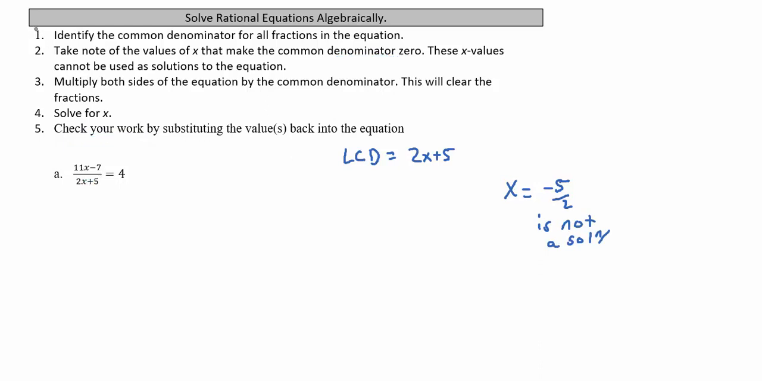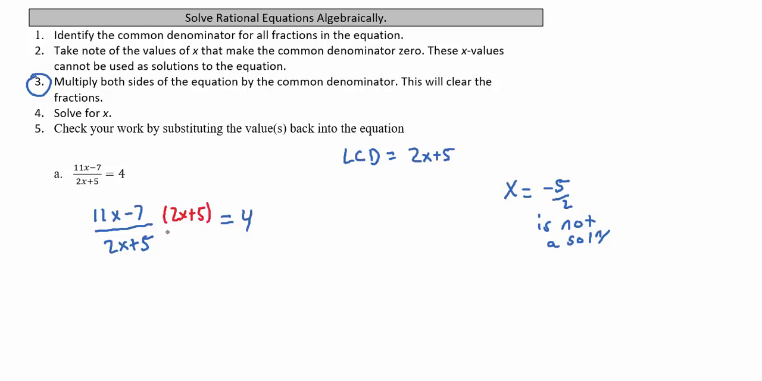So I've done step 1. I've identified my common denominator. I took note of any x values that make my denominator 0. Now it says multiply both sides of the equation by the least common denominator. So let me copy the left-hand side of my equation down, leaving some room to do that multiplication. I'm now going to multiply both sides by my least common denominator of 2x plus 5. So on the left-hand side, I multiply by 2x plus 5.